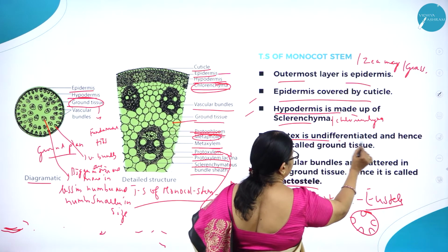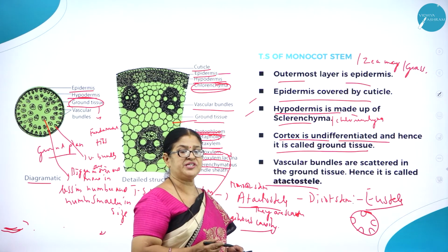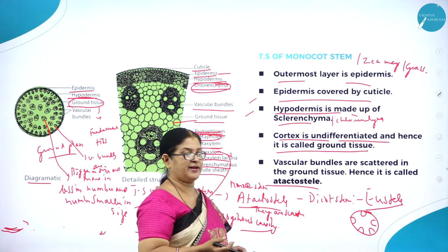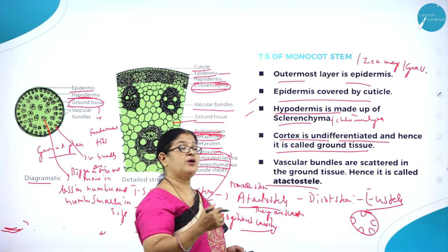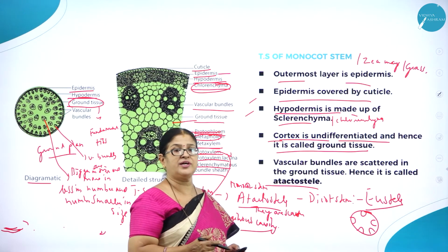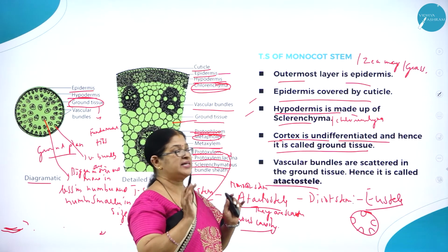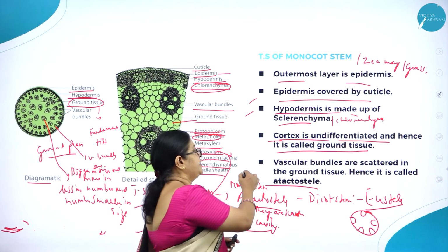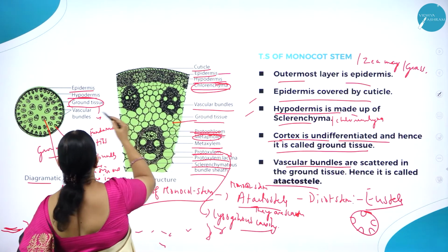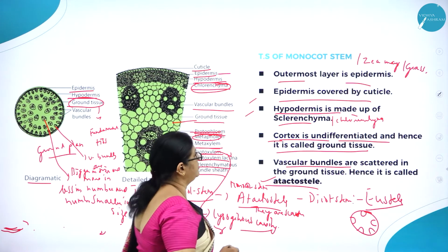Then the cortex is undifferentiated, hence it is called ground tissue. Why is it called undifferentiated? Because it is not differentiated into cortex, endodermis, pericycle, stele. It is just a ground tissue. Next, the vascular bundles are scattered here. Here you can see they are scattered in the ground tissue. Hence it is called atactostele.